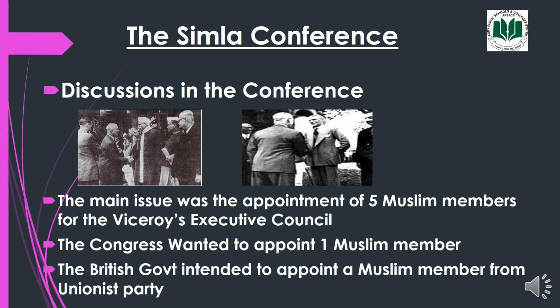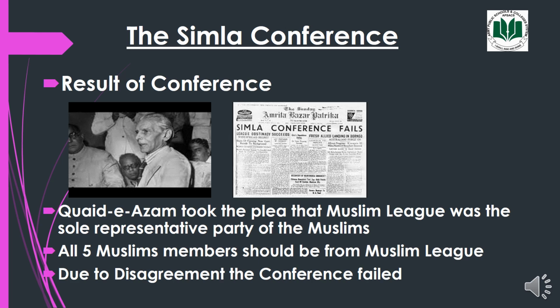Now, during the discussions in the conference, the main issue was the appointment of 5 Muslim members for the Viceroy's Executive Council. The Congress wanted to appoint 1 Muslim member. The British government also intended to appoint a Muslim member from the Unionist Party. On the other hand, Quaid-e-Azam Muhammad Ali Jinnah took the plea that Muslim League was the sole representative party of the Muslims of India. Therefore, he demanded that all the 5 Muslim members should be from Muslim League. So, due to this disagreement, the conference failed.